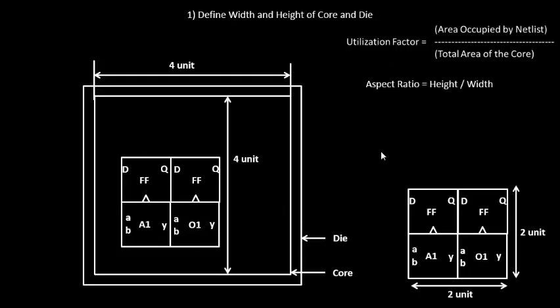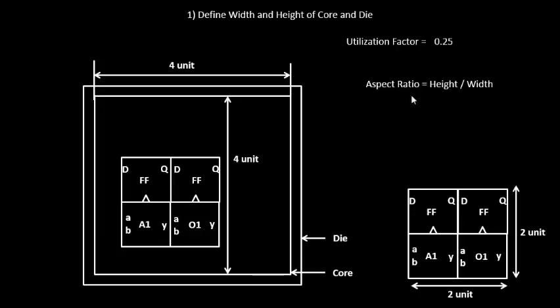Now, in order to calculate the utilization factor, you need the area occupied by the netlist, which is nothing but 2 into 2 units, which is 4 square units. This is the area occupied by the netlist, and then the total area of the core. You have the height as 4 units and the width as 4 units, so the total area of the core is 4 cross 4, which is 16 square units. So 4 square units by 16 square units, you have it as 0.25. It says that out of the complete chip area, 25% of your chip has been utilized, and the remaining 75% is available for optimization and all other things.